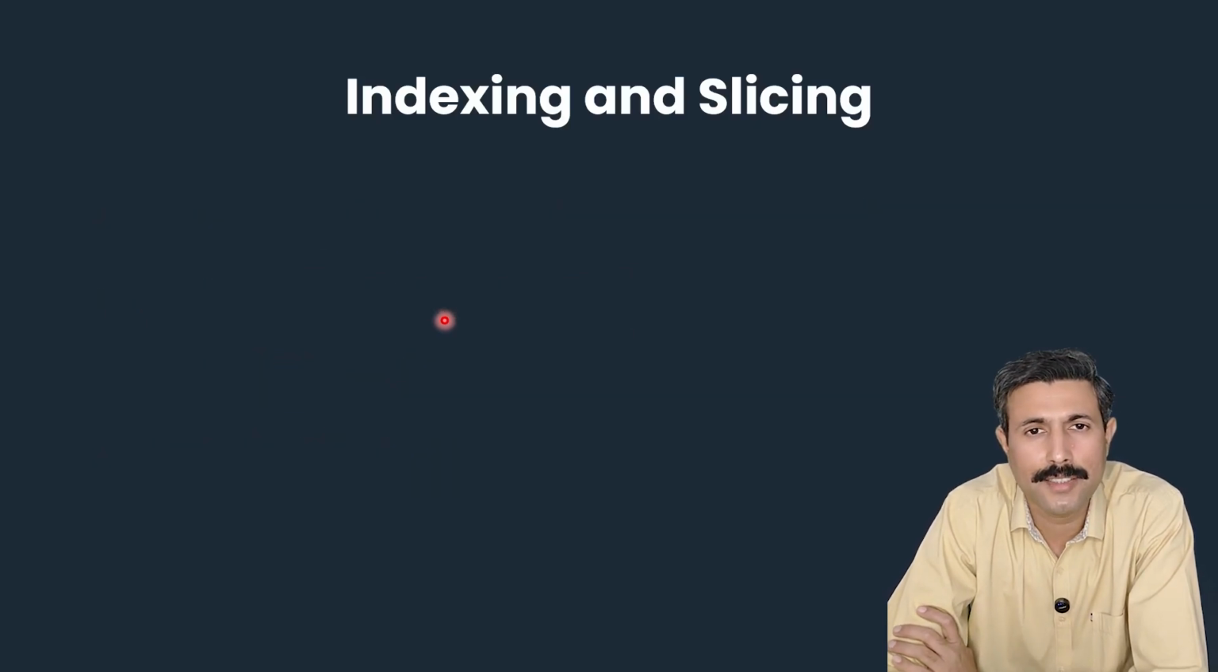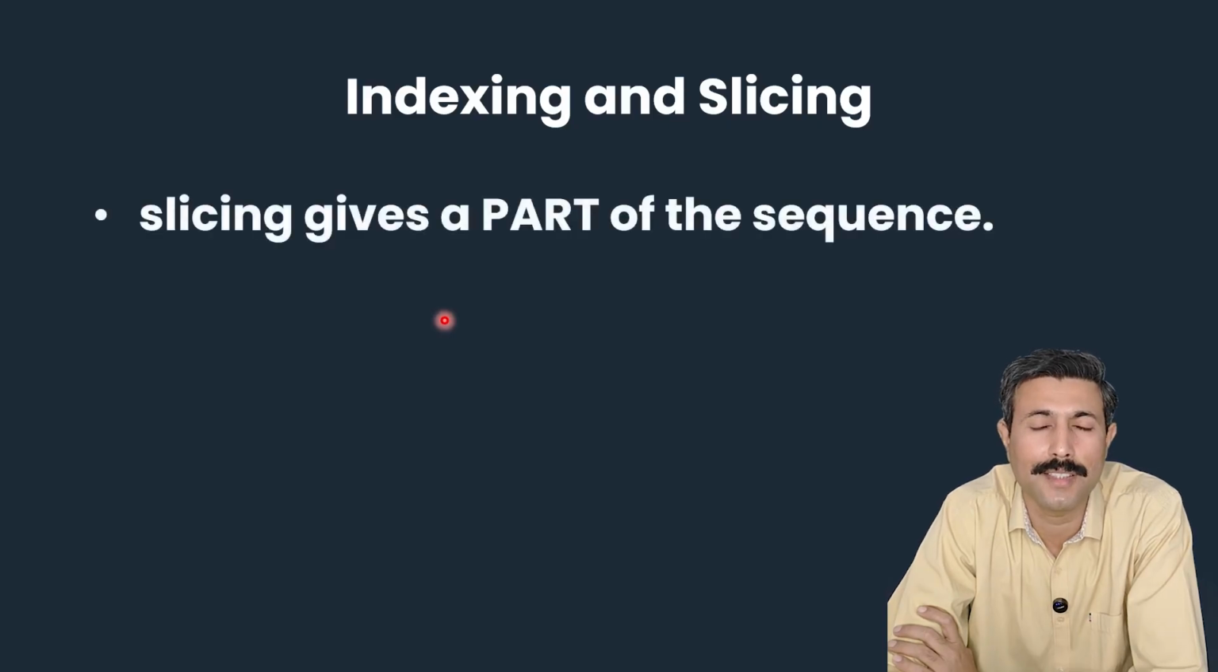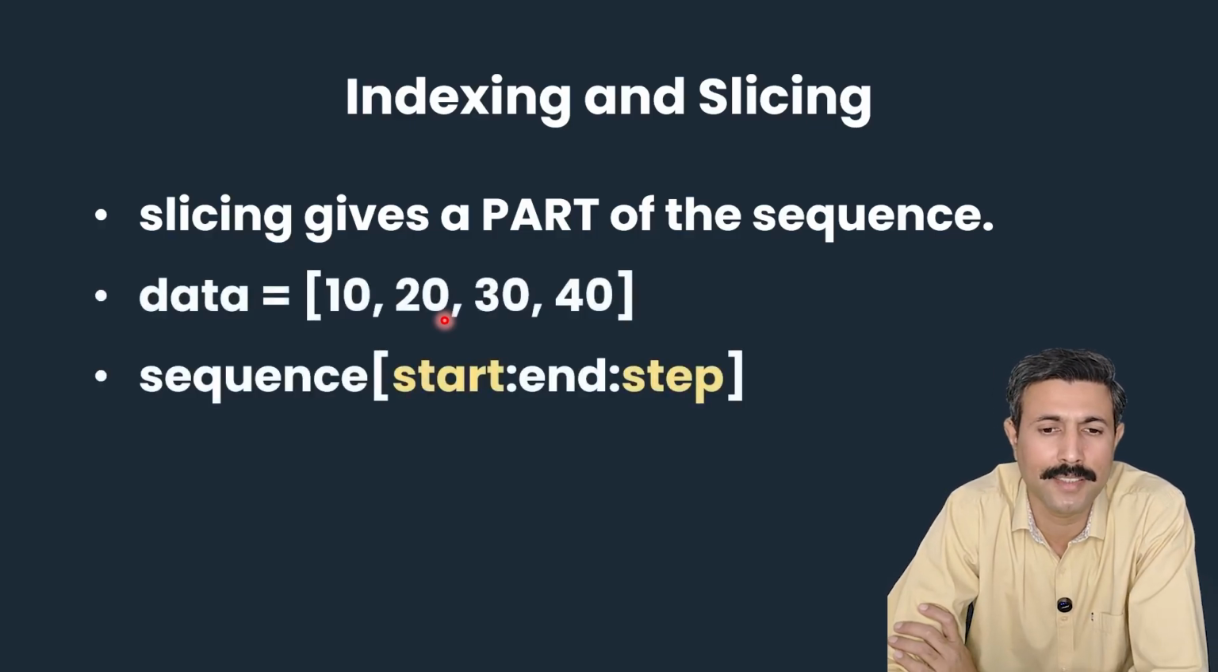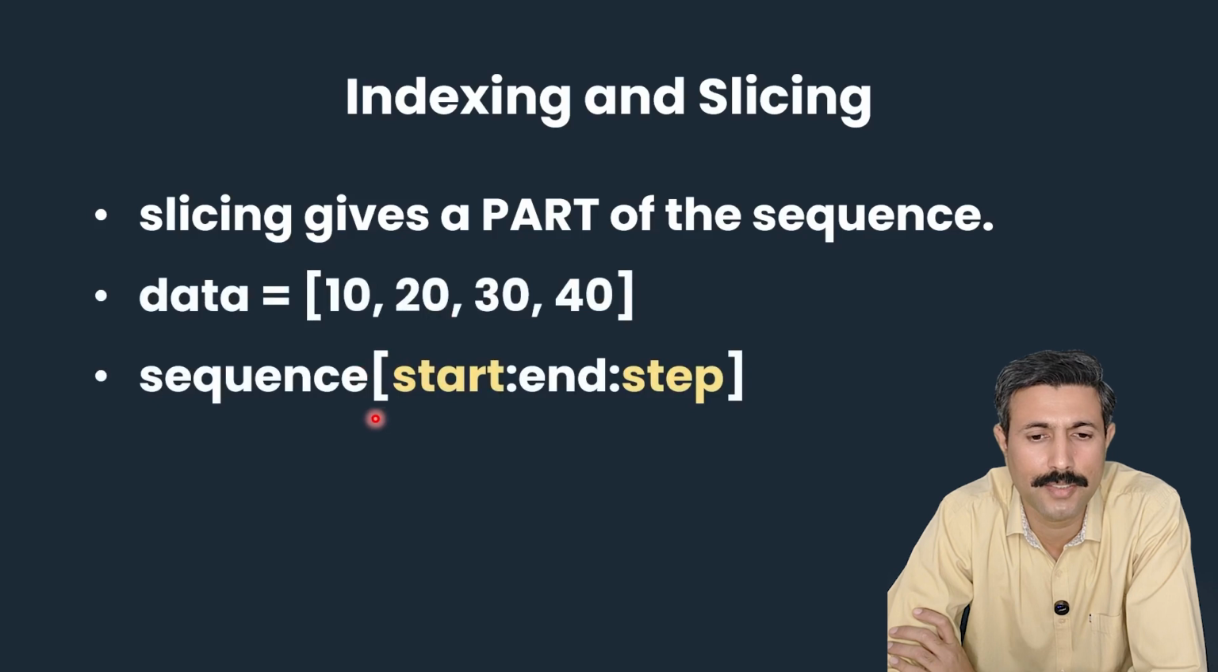Now like indexing, slicing is also important. Slicing gives a part of the sequence. The way to write slicing is like this: into square brackets, start, end, and step. So from where do you want to extract? Up to what number do you want to extract? And is there any specific step size in which you want to extract?